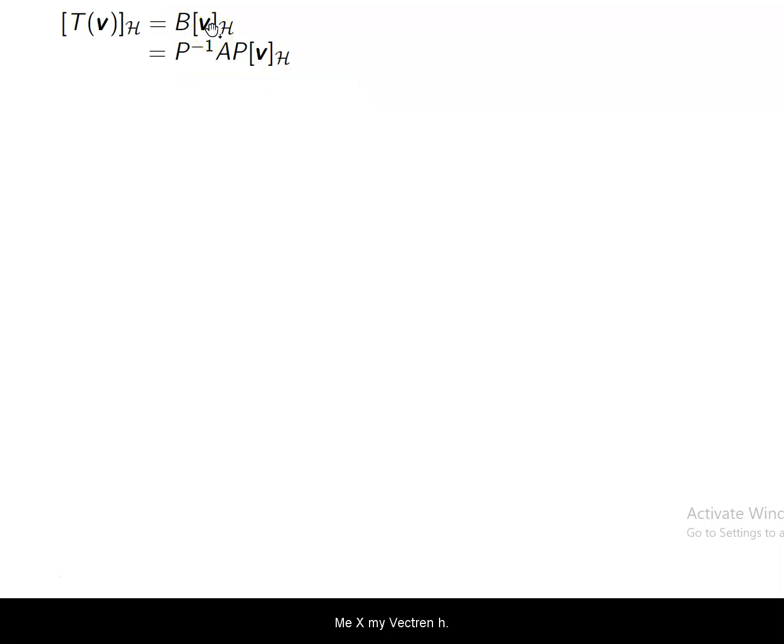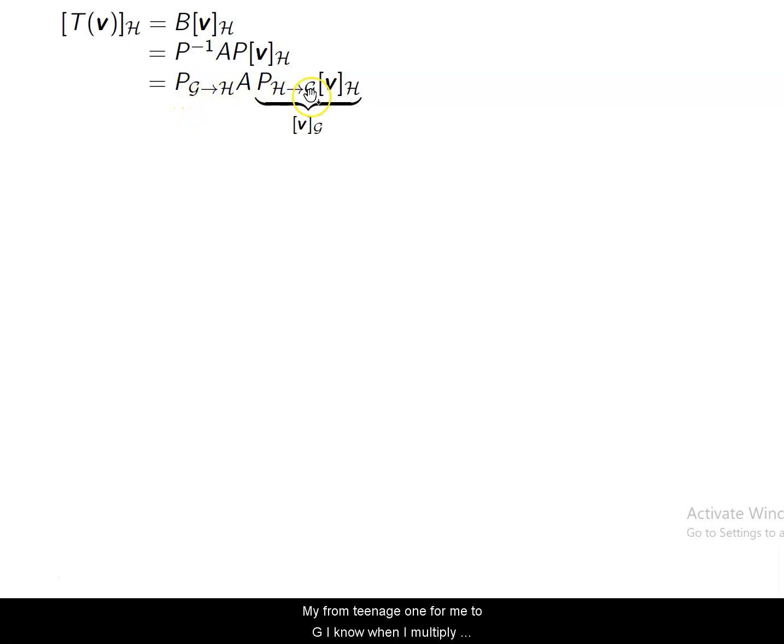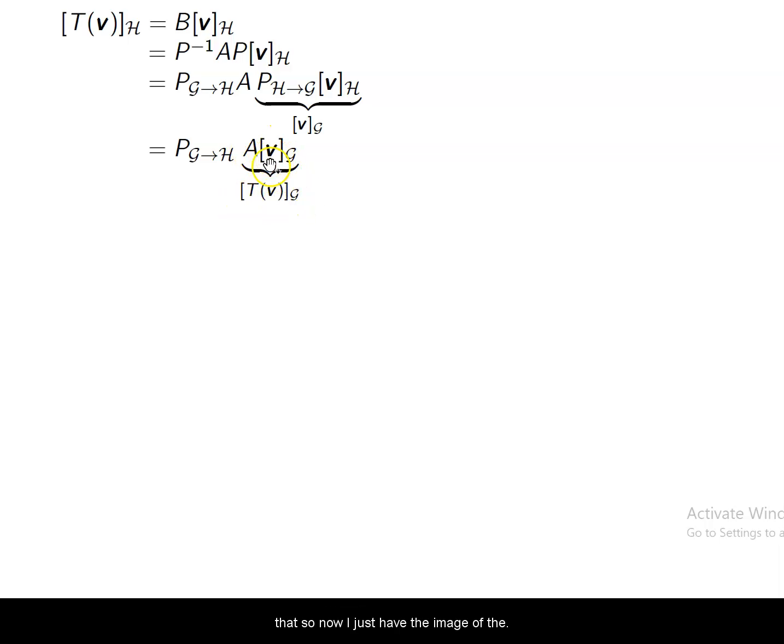So B times my vector in H. I can break B down into P inverse AP. Well, P inverse AP I know is two change of basis matrices, one from G to H, one from H to G. When I multiply these things together, all it's doing is changing the vector representation of V from H to G. So I'm getting out V of G. So that result, A times V of G here, times this change of basis, I know that this is the same as that. So now I just have the image of V under the transform of A, which gives me the image of V under the transformation being represented by the basis G.